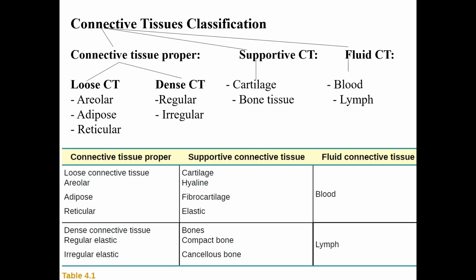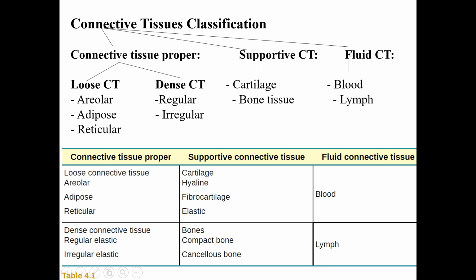Now you need to know classification of the connective tissues. First of all, there are three main types of connective tissue: connective tissue proper, supportive connective tissue, and fluid. Fluid connective tissue, it's blood and lymph. Supportive, that would be cartilage and bones. And connective tissue proper is divided in two groups: loose connective tissues, they are much softer, and dense connective tissue, those are more solid tissues.